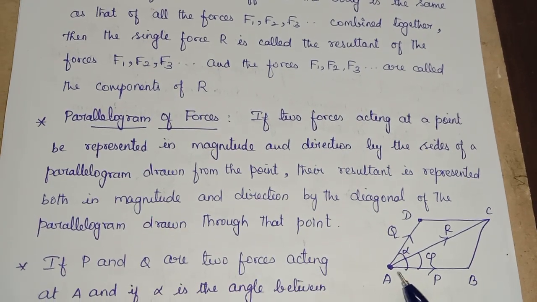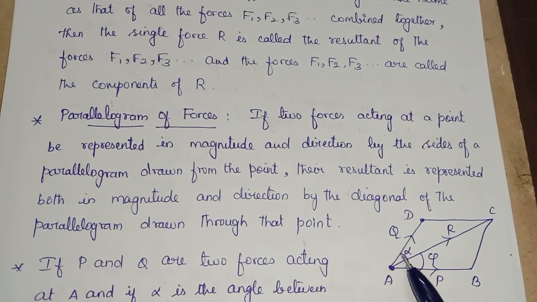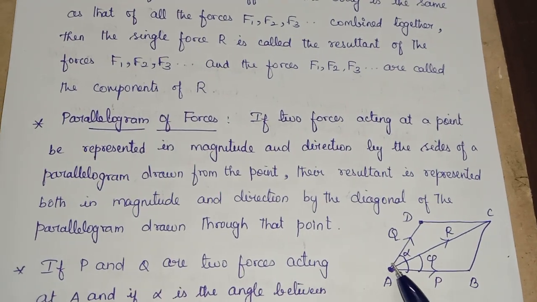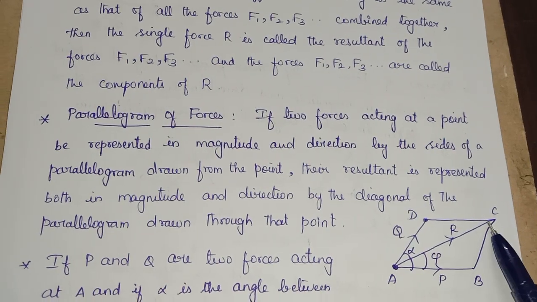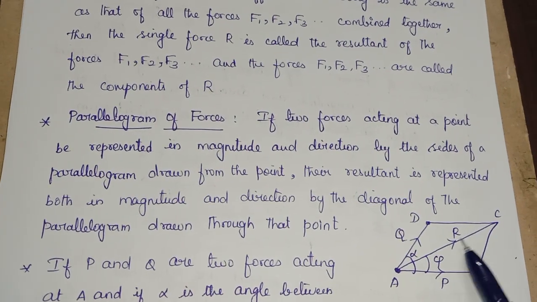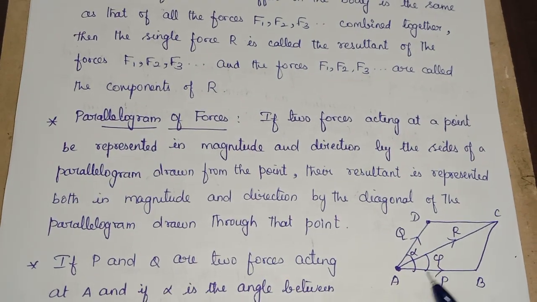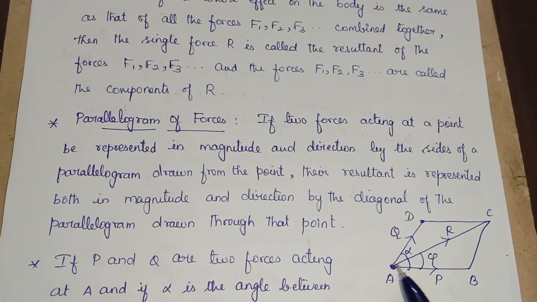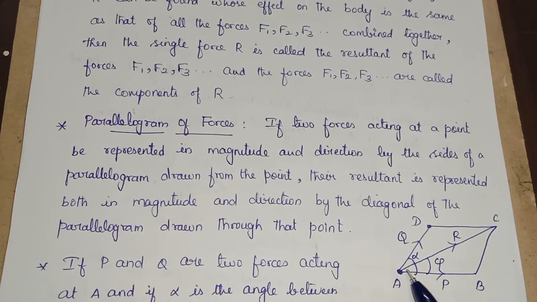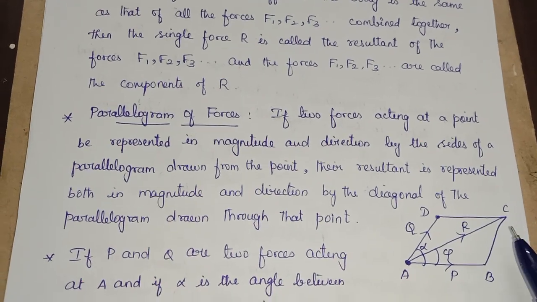Suppose it is possible to represent the forces P and Q by the sides of a parallelogram taken in order, then the resultant of these two forces is given by the diagonal of the parallelogram. Okay, and this diagonal is giving the resultant, and this makes an angle phi with the first force P. So what is the conclusion of the parallelogram law of forces? If you have two forces like this, then the resultant is along the diagonal of the parallelogram.